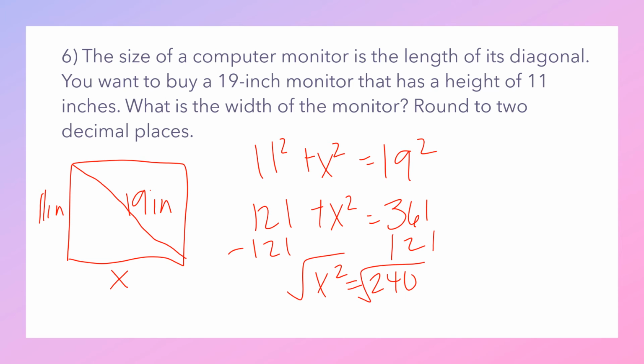Take the square root of both sides, and you get x equals 15.4919. So your width would be 15.49 inches.